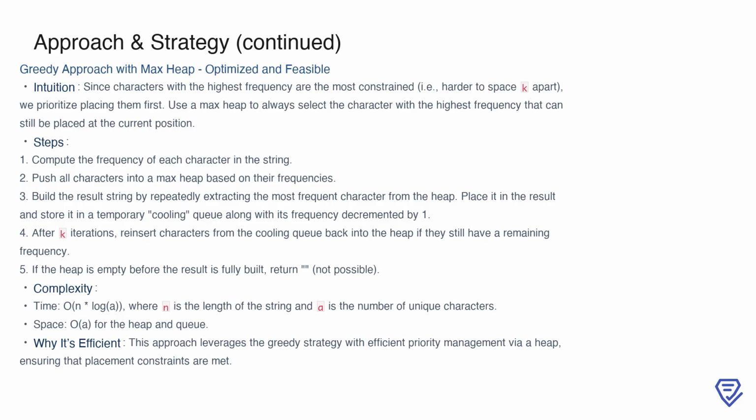After k iterations, characters in the cooling queue are reinserted into the heap if they still have remaining frequency. If at any point the heap becomes empty before the result is fully constructed, it means the arrangement is not possible and we return an empty string.